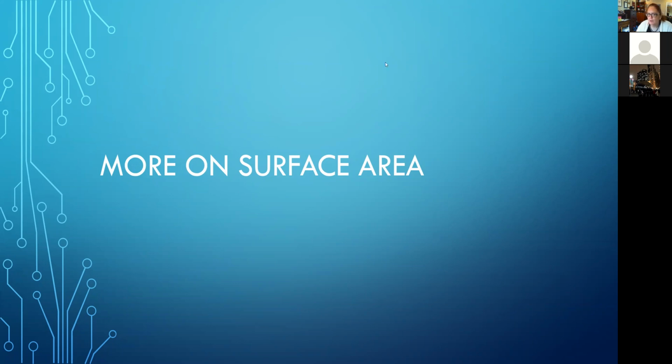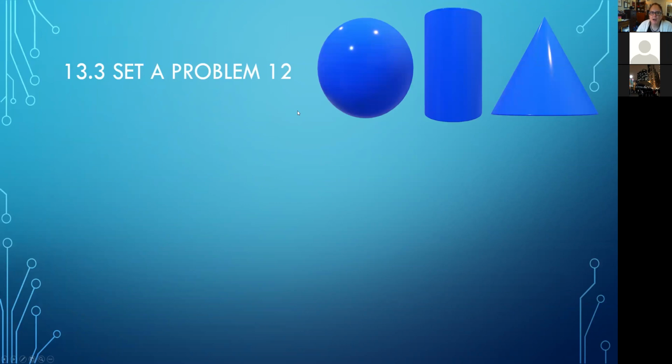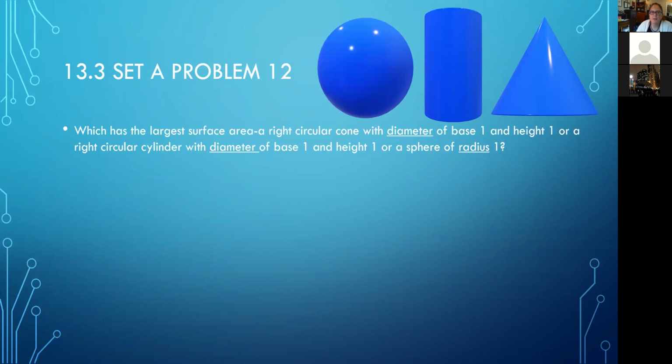Okay, so we're going to take a look at the problems about surface area that we tried to look at yesterday. I'm going to assume you can see the PowerPoint unless you say otherwise. So we're going to take a look at problem number 12 to start with. And it wants to know which one of these three shapes has the largest surface area. A right circular cone with a diameter of base 1 and a height 1, or a right circular cylinder with a diameter of base 1 and a height 1, or a sphere that has a radius of 1.